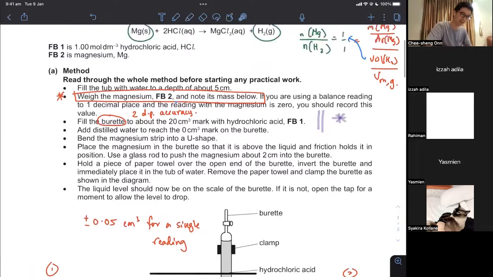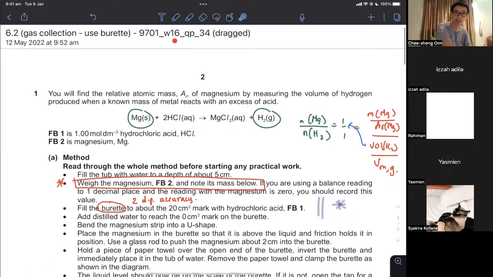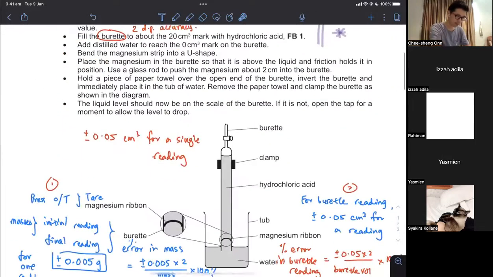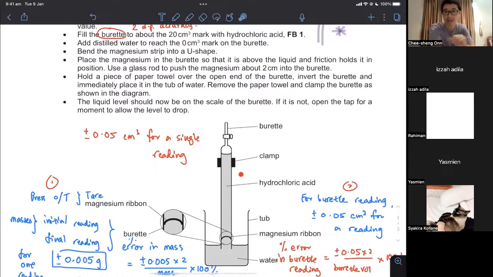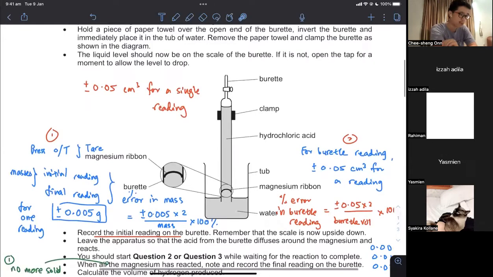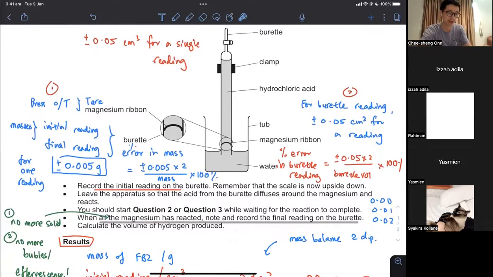I leave you to read this on your own, but it's still gas collection, winter 2016, paper 3-4, question number 1. The burette is going to be more accurate than the measuring cylinder for reading volume of gas because they can record up to 0.05 cm cube for a single reading. So this is just a little bit of ideas which I went through in my other tutorials.